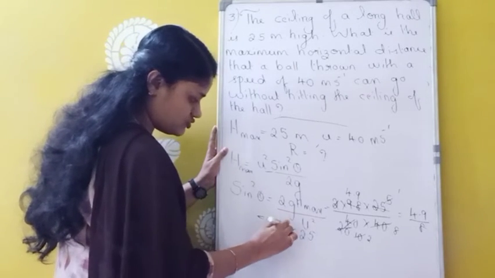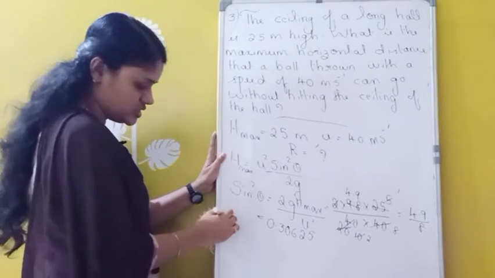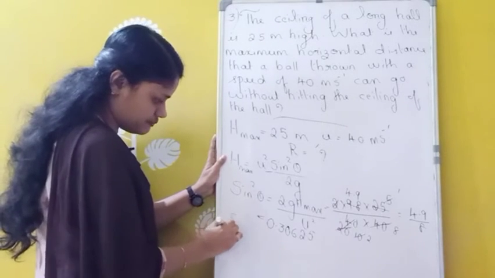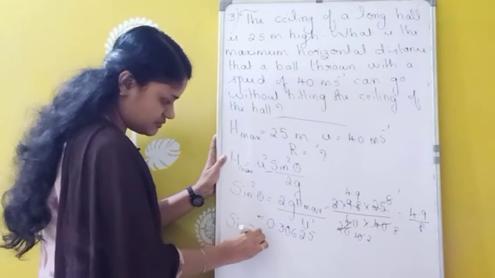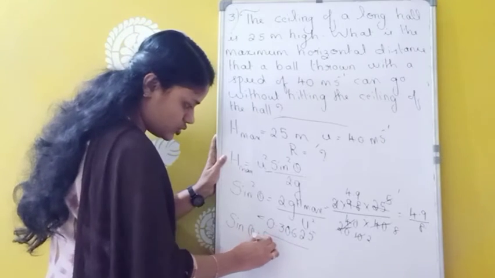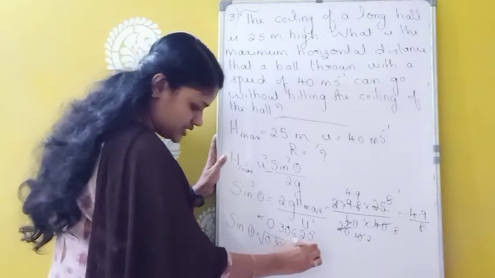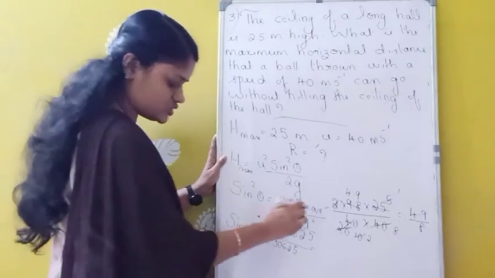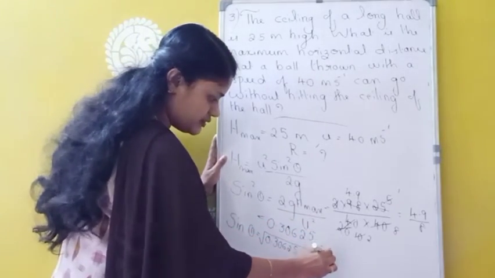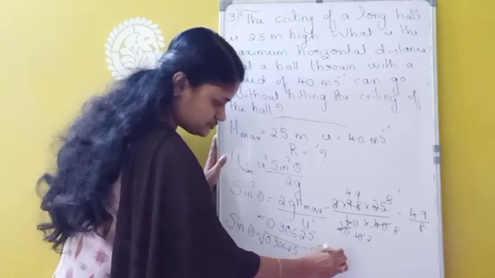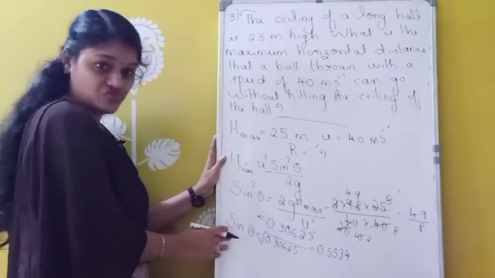625. So this is the value for sine square theta. From there we have to find sine theta. So sine theta equals root of 0.30625. In finding the sine theta you will be getting 0.5534. So this is the value for sine theta.